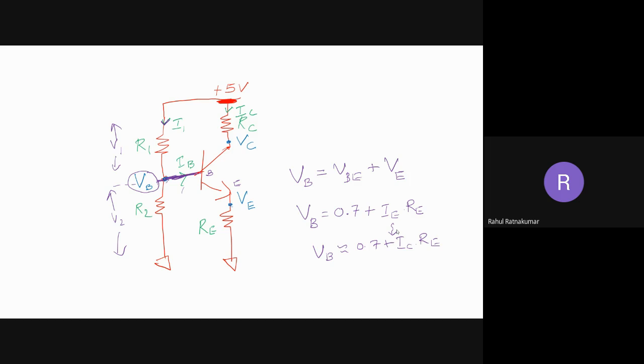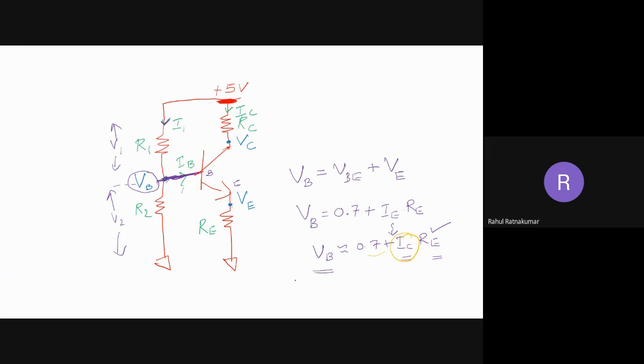Now we know the VB, we know the IC from here. So we already know the VB from the input voltage divider circuit, and IC, RC, RE also will be in the circuit. Now we have to find the IC from here. Okay, so once we get this IC, we can also calculate the VCE.